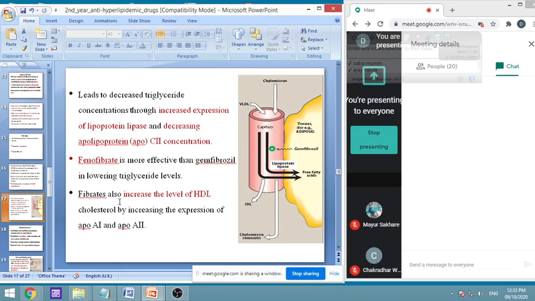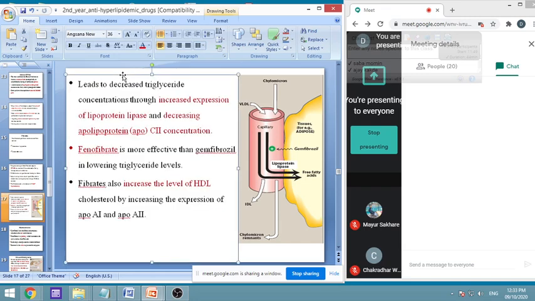It leads to a decrease in triglyceride concentration by increasing the expression of lipoprotein lipase. So more and more lipoprotein lipase will be there, and because of that, more breakdown of lipoprotein will take place, and thus it will decrease the apolipoprotein CII concentration. Fenofibrate is more effective than gemfibrozil in lowering triglycerides. Fibrates also increase the level of HDL cholesterol by increasing the expression of ApoA1 and ApoA2. These are the various apolipoproteins; there are a variety of them, and they are numbered according to their functions.